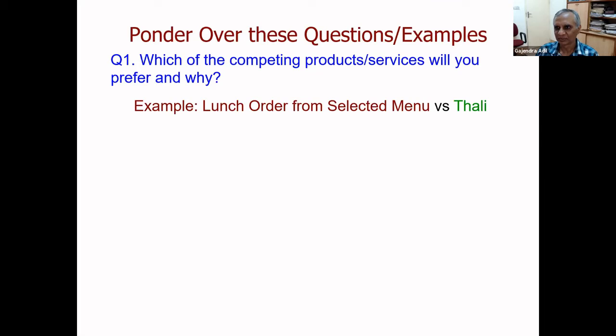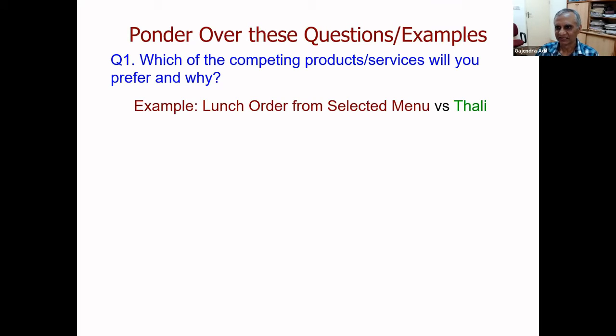Sir, I will choose based on availability. The thali items are mostly prepared. If I have less time, I'll go for thali because it's already prepared and will be easier to get. So time is also a factor; the selected menu will take longer for preparation. So there's a time factor which is coming in additionally.